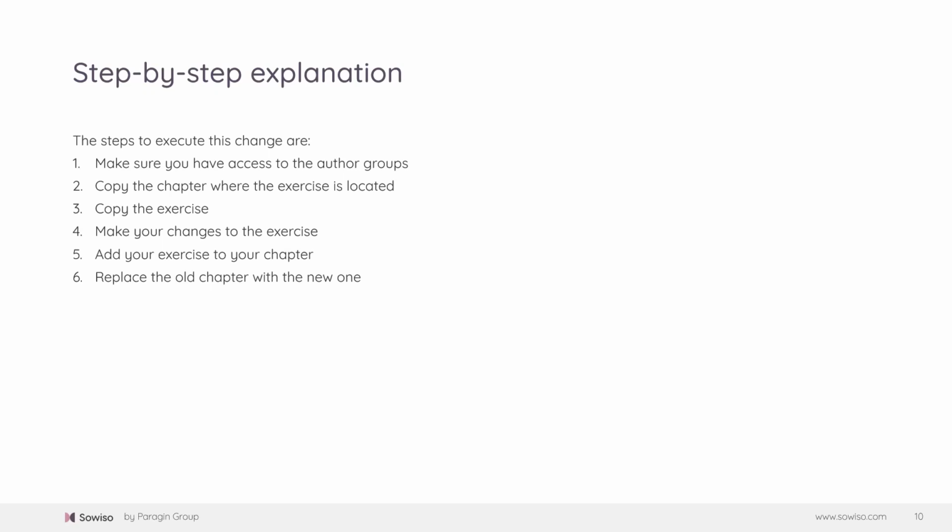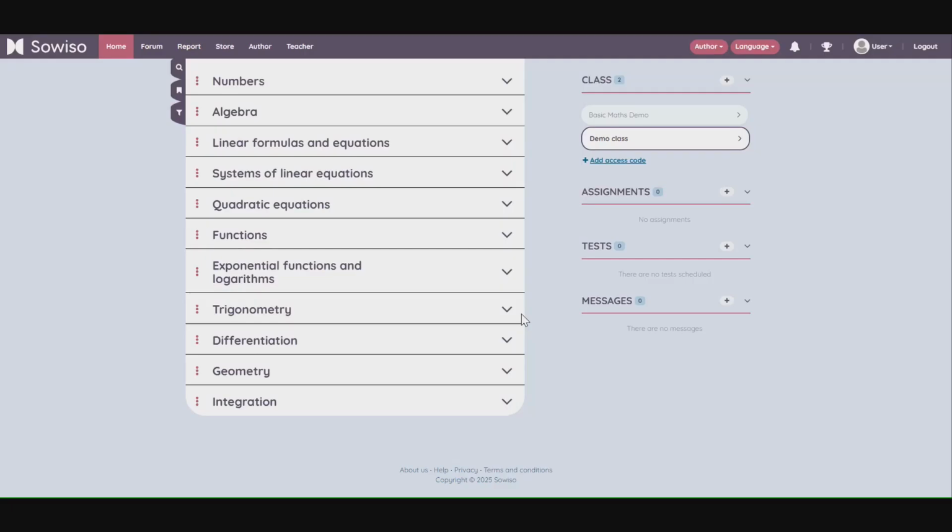So if we look back at the step-by-step explanation, we can see that we will first copy a chapter in step 2, and then we're going to copy the specific exercise that we want to make changes to in step 3. The exercise about ratios that I showed you as an example is in this chapter, Numbers. Now, if we try to find a chapter called Numbers, we will get multiple hits. That's why we need to find the unique ID of this exact chapter.